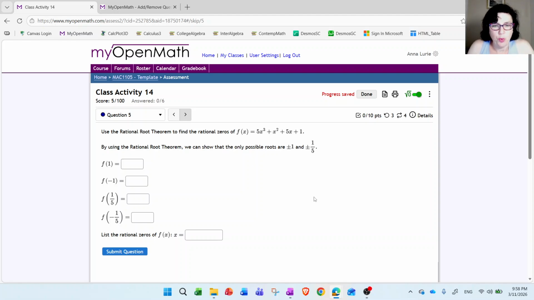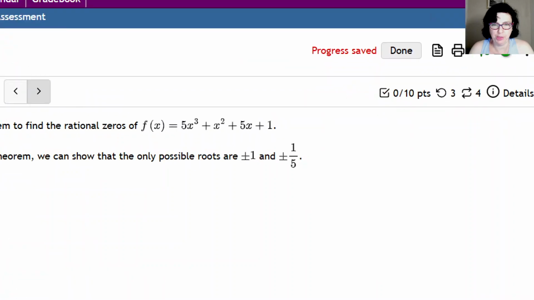In this video, we're going to use the rational root theorem and then investigate which of the roots are actual zeros of our function. All right, so how do we do that? First of all, remember what the rational root theorem says.